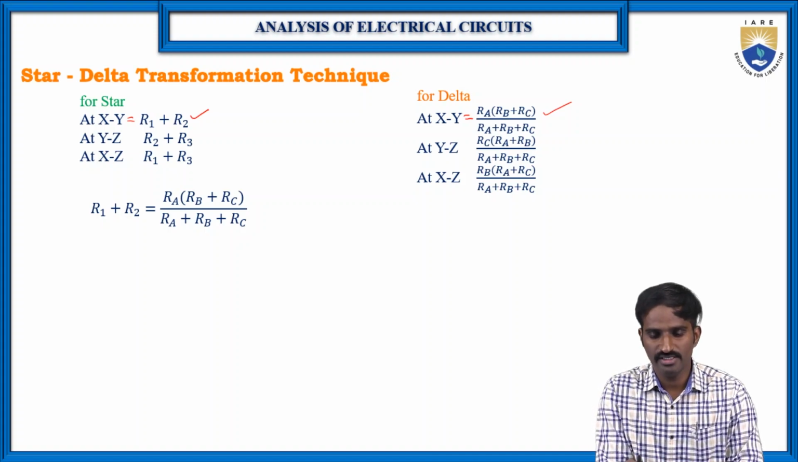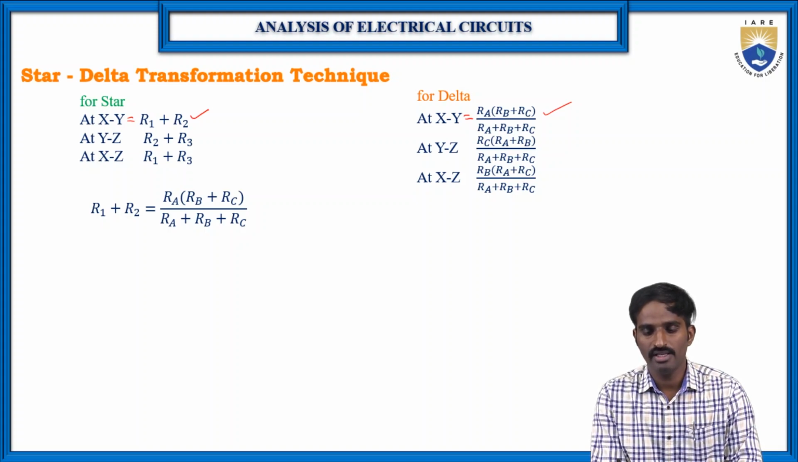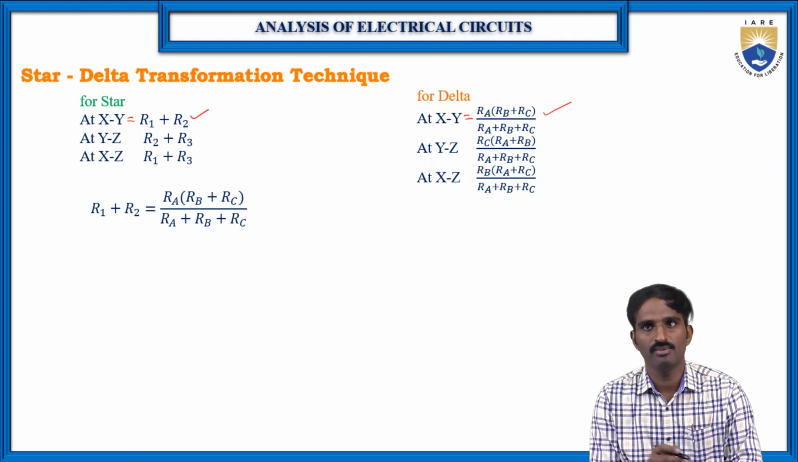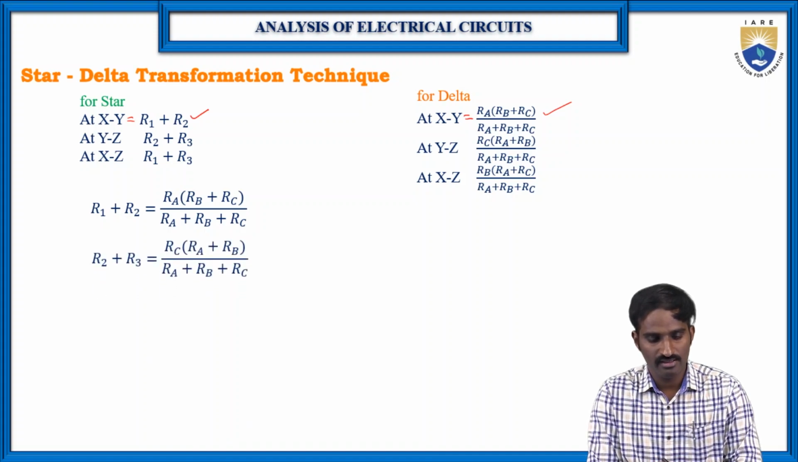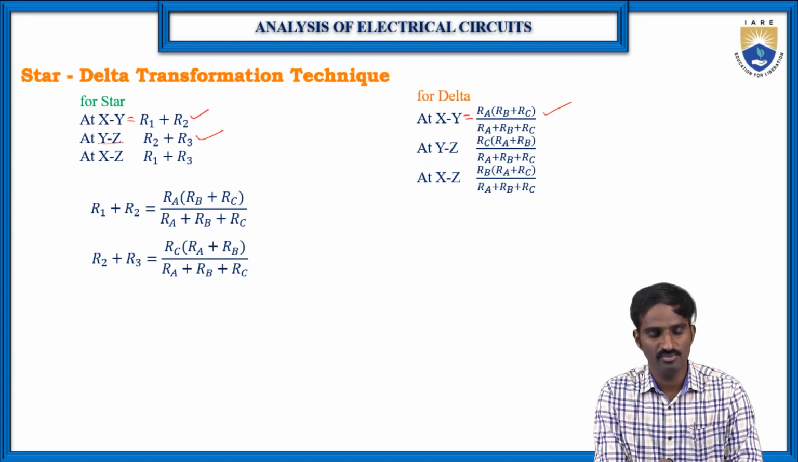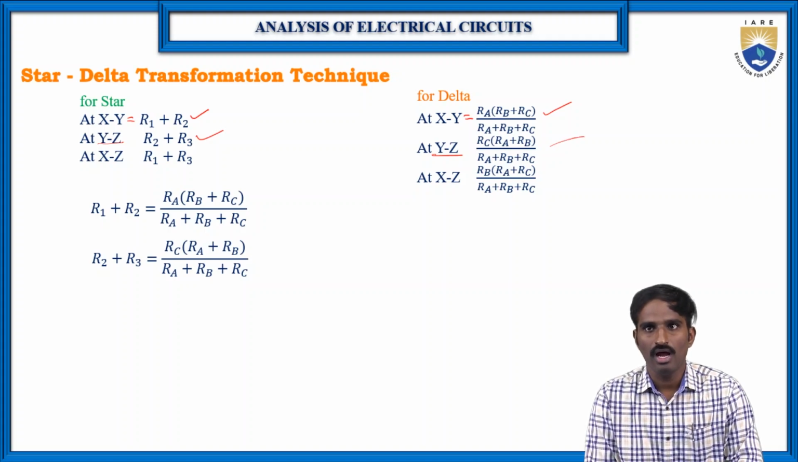So the left hand side terms are equal, then we can equate the right hand side terms, which means R1 plus R2 is equal to RA into RB plus RC by RA plus RB plus RC. That's what I have written here. Similarly in the second equation, R2 plus R3, because these are between Y and Z and here also Y and Z, is equal to RC into RA plus RB by RA plus RB plus RC.